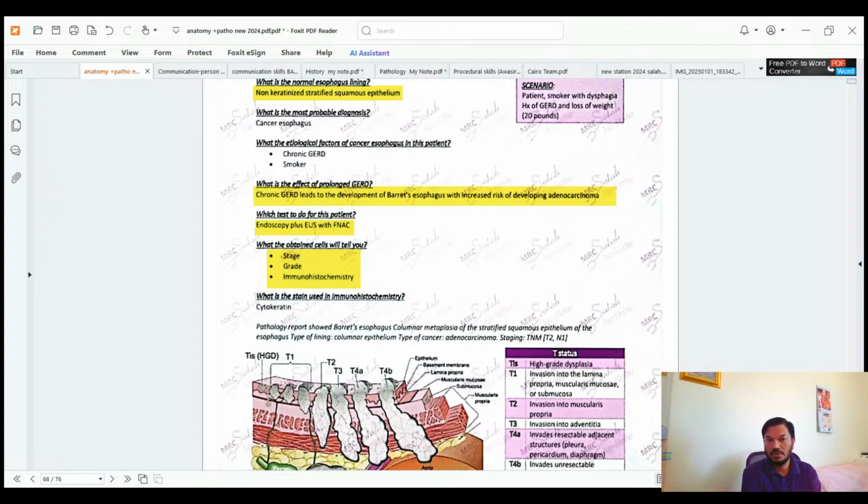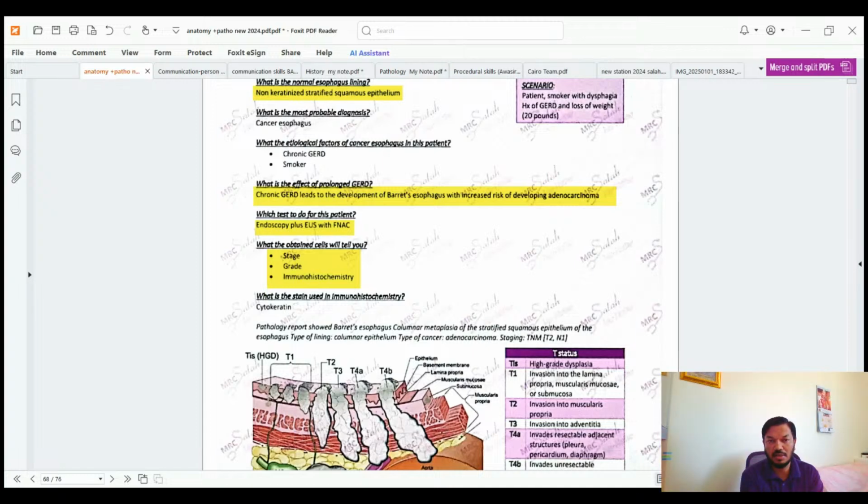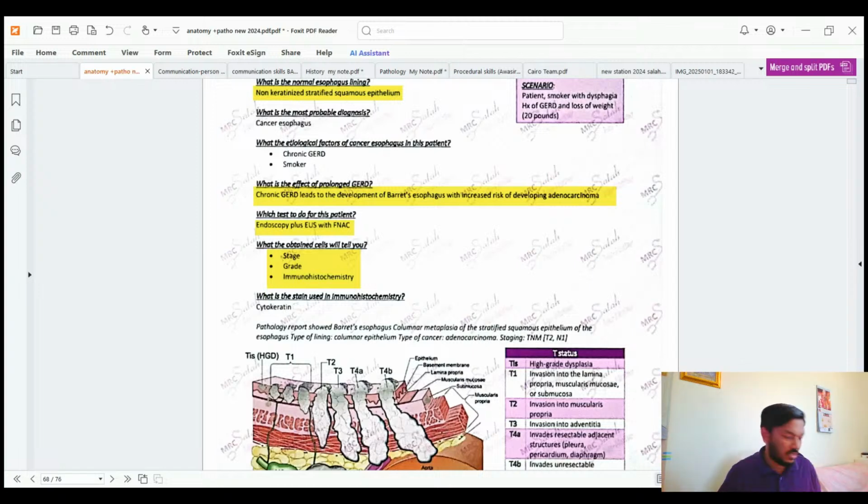What will the often cell tell you? The often cell will tell stage, grade, and immunohistochemistry.